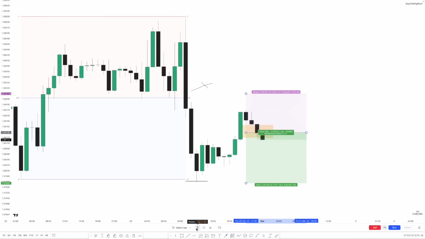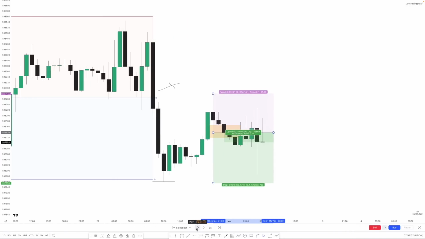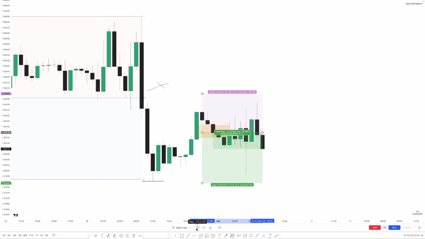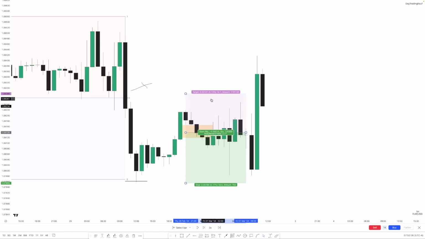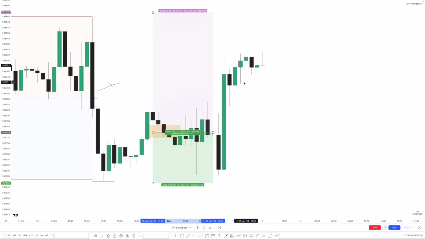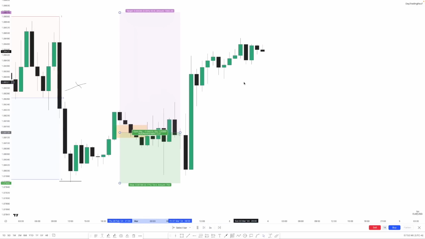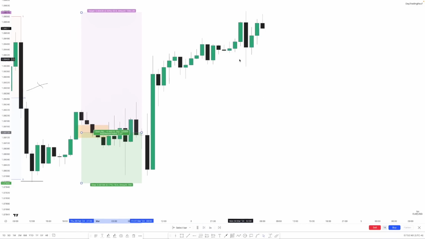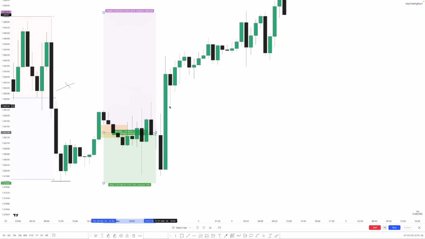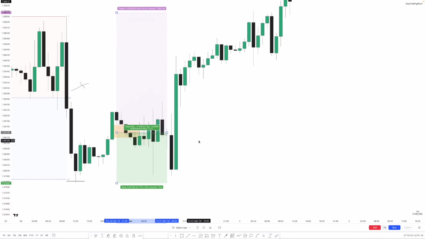So as you can see, we've been tagged into the trade. Price trades lower, and then we trade higher. So this is where we will take a partial, and we will wait for price to take out the external range liquidity. So once we take out the external range liquidity, which we have done right here, we do nothing.